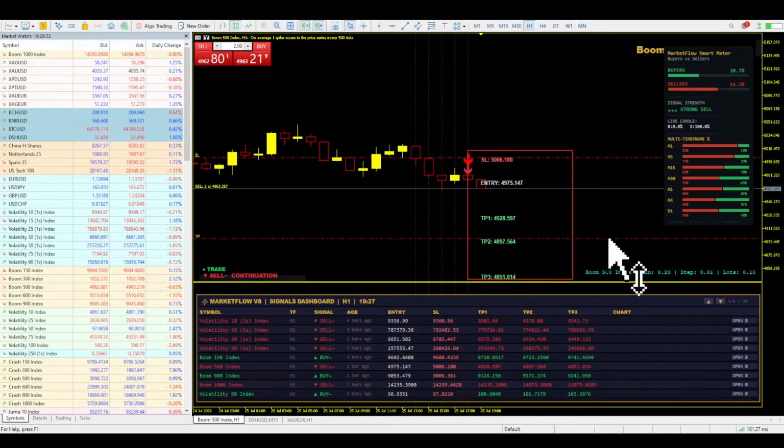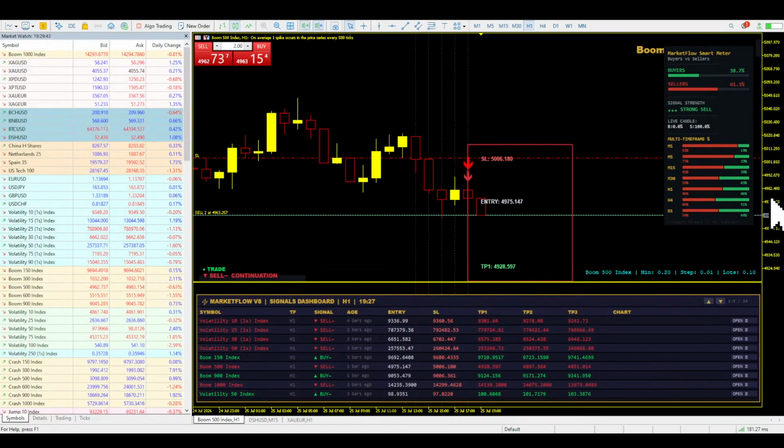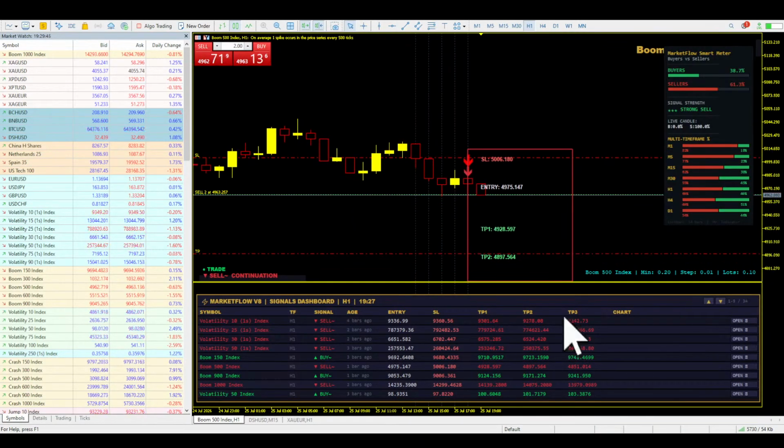So Boom 500 index, I got on the H1 chart. I'm going for TP2. We got a sell entry right there. Sellers are dominating this market, so we're selling. We're very confident about this trade, so we're gonna keep going. So let me see what else is there. So this was Boom 500. Let's see what's happening on the Boom 900. Let's see if it's gonna give us joy.